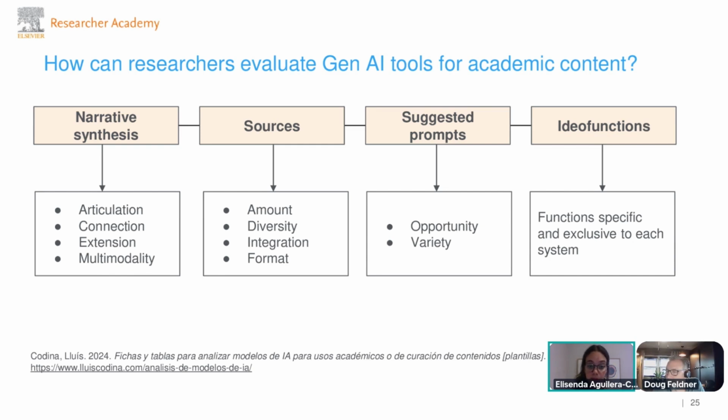map diagram. Sources. We would be looking at the amount and diversity of these sources, if they're integrated in the text, if they appear next to each sentence, and their format. Is it easy to use this? Sources, can we export them? Can we use them directly? Are the links next to the sources? Suggested prompts, are they adequate to our search objectives? Are they opening new approaches that we didn't consider, that were not included in our initial prompts?